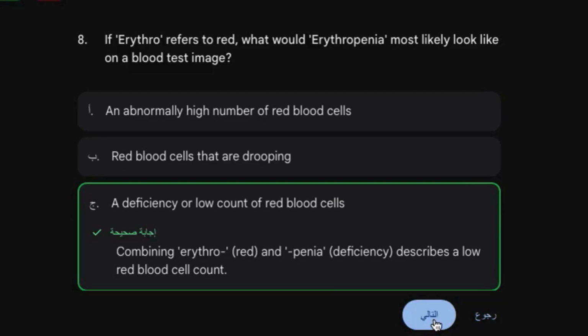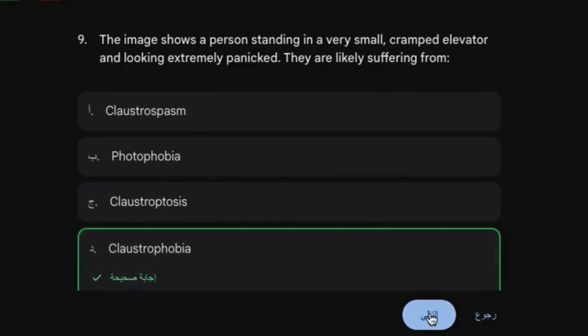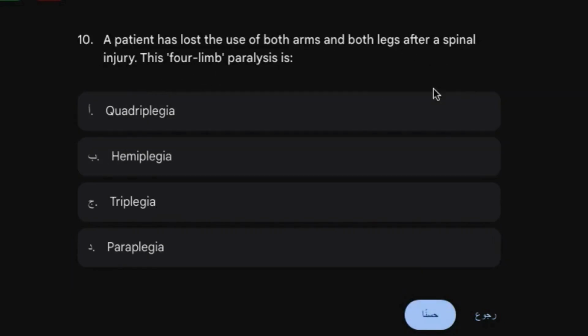Exactly. Okay. And this image shows a person standing in a very small elevator looking extremely panicked. So this person is having claustrophobia. Okay, this person has paralysis of both arms and both legs, all four limbs. So we have quadriplegia.